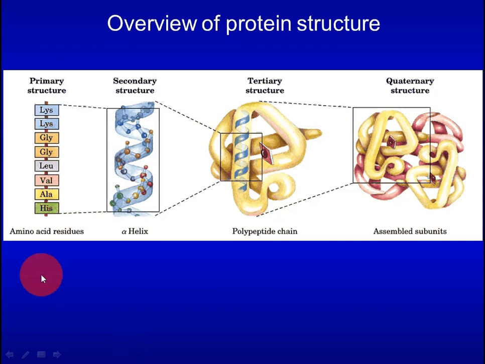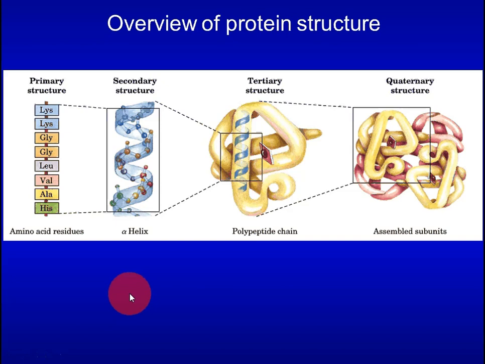Primary structure refers to the sequence of amino acids in a polypeptide. Secondary structure refers to the regular arrangement of adjacent amino acids in a polypeptide. Secondary structure is exemplified by alpha helix, beta sheet, and beta turn.